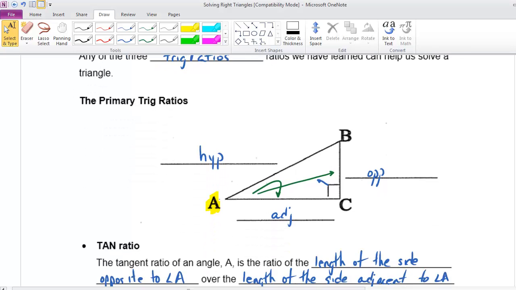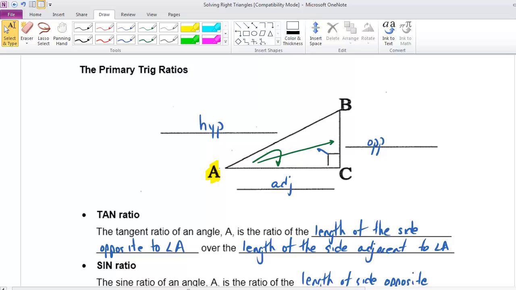So what I've done, and I've done this ahead of time, so you might want to pause as I go through, is make a summary of the primary trig ratios. Here's our one triangle, and the words of the triangle are opposite, adjacent, hypotenuse. And these words are relative to angle A.